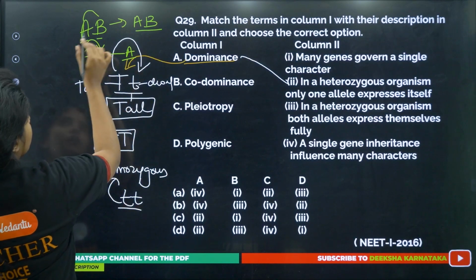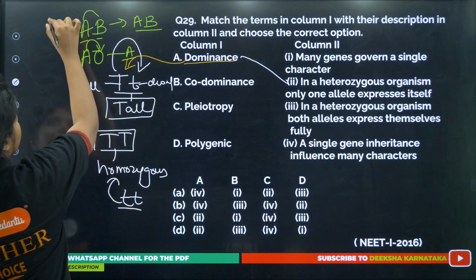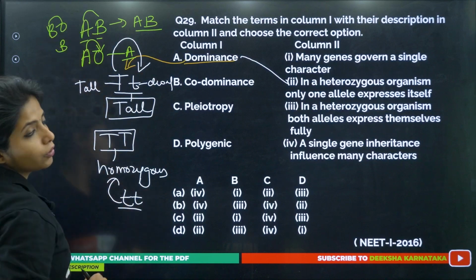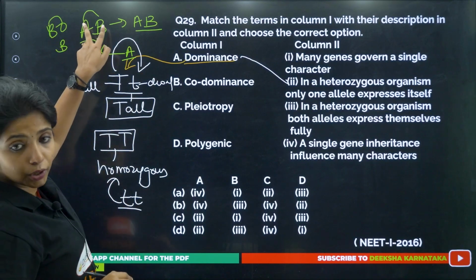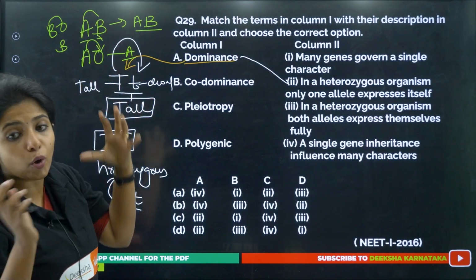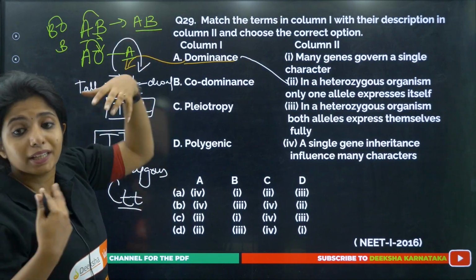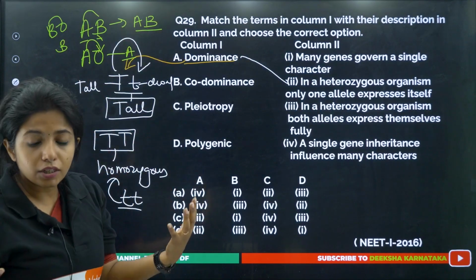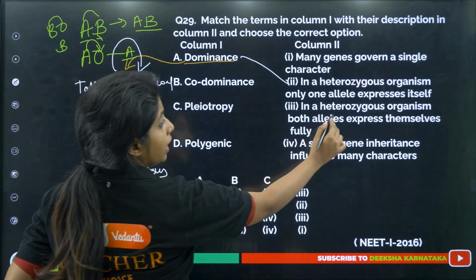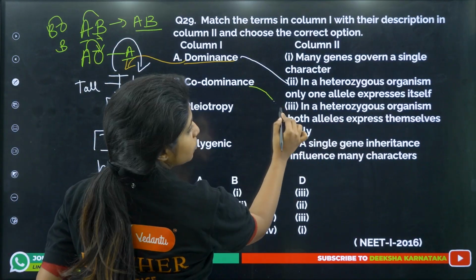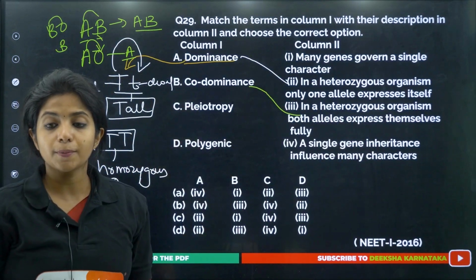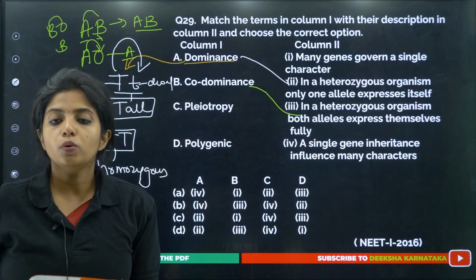Now, if B is there with O, again B will be shown because B is also dominant over O. But when both of them come together, A and B, they are codominant. So in a heterozygous organism, when both the alleles express themselves, it is known as codominance.